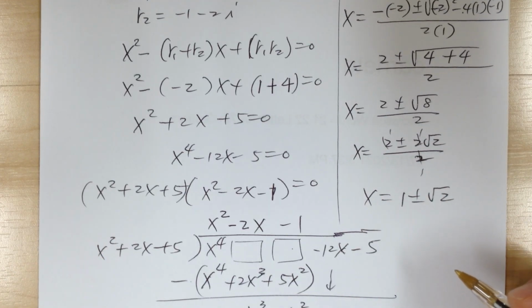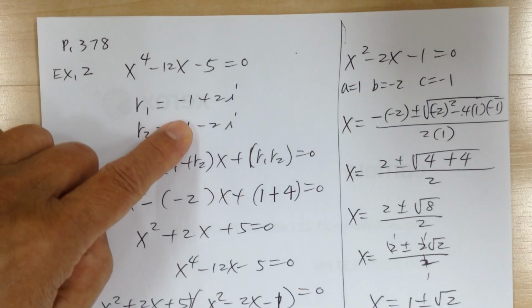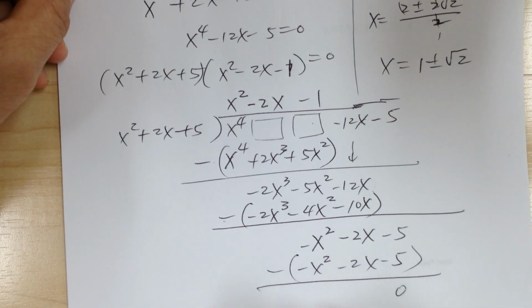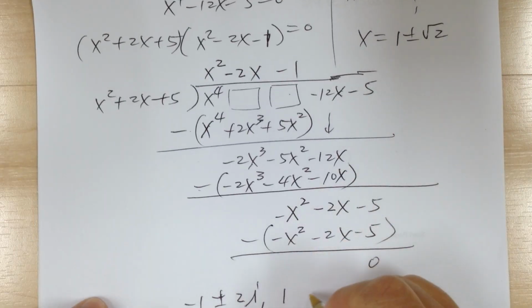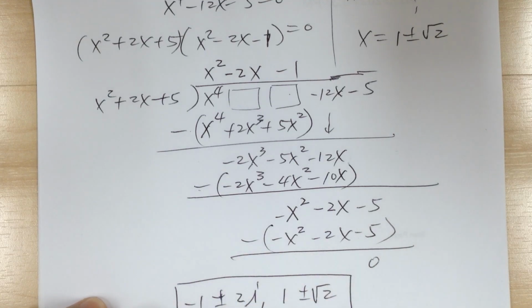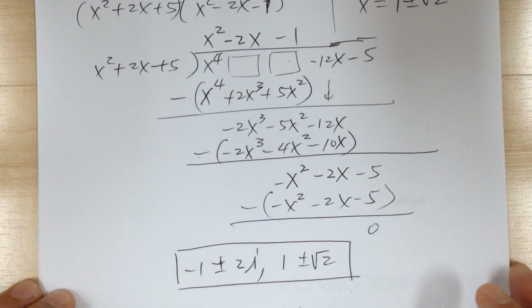Now we can put all the things together. Our answers are, from here, negative 1 plus or minus 2i, so that's these 2. And over here, you're going to get 1 plus or minus the square root of 2. These are two answers, and these are two answers, so there are 4 answers.